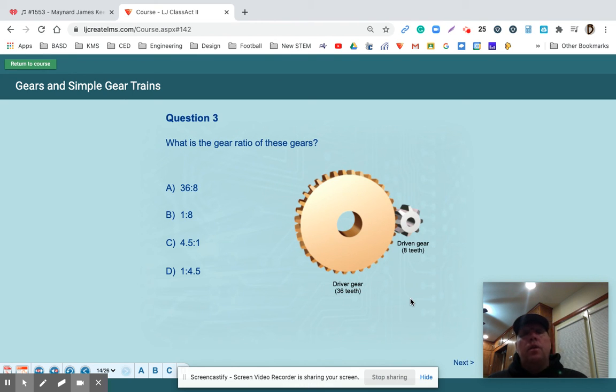All right, so let's do an example, or rather you do a calculation on your own. Okay, we have driven gear, we have driver gear. Get out a calculator, either on your Chromebook or separately, and figure out what you think the answer might be.